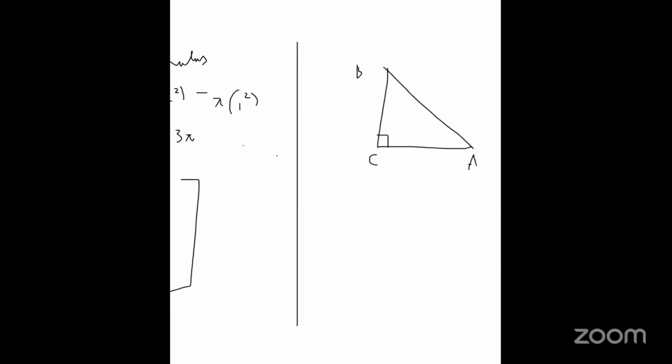So this would be 90 degrees. BC is 3, CA is 4, and this is 5. Now you fold this triangle so that A goes to B. It's made out of paper, and you're folding it so that A goes to B, right?